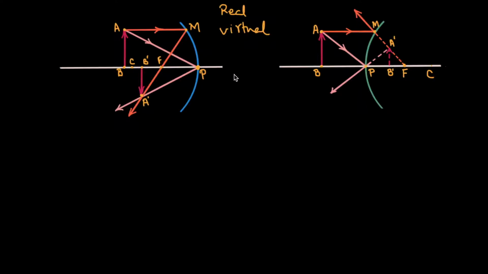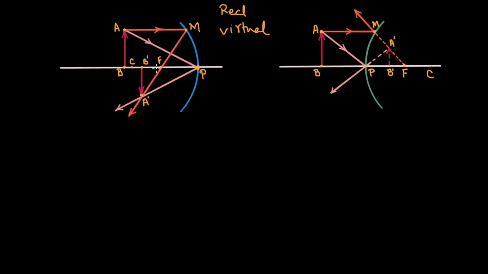One thing to remember before we start deriving the equation is to keep track of signs for the distances. The convention followed in this case is that distances to the right of the pole are positive, and distances to the left of the pole are considered negative. Heights measured above the central axis, the principal axis, are considered positive, and heights measured below, in this case A prime B prime, would be considered to have a negative height, and AB has a positive height.